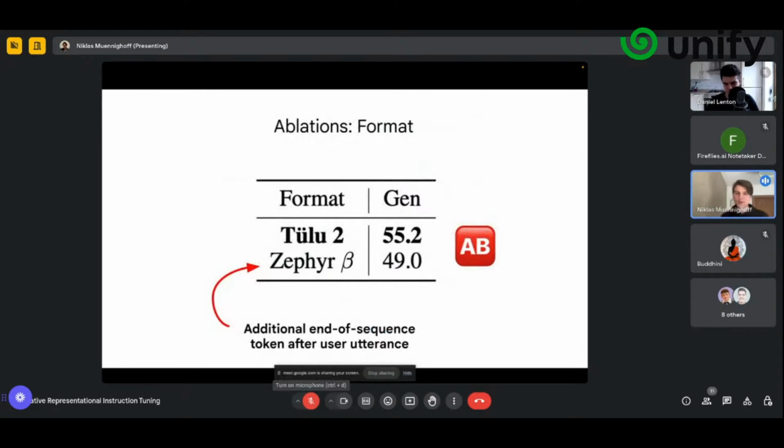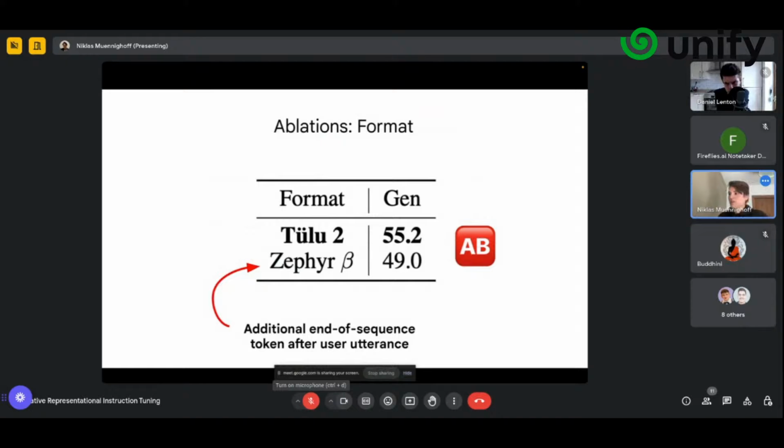Cool. And then another ablation we ran is the formatting. So we distinguished the 202 and the Zephyr beta format. For Zephyr, it's essentially the same, except for an additional end of sequence token after the user utterance. And we found that this leads to slightly worse performance, because it makes the model finish its generations earlier.